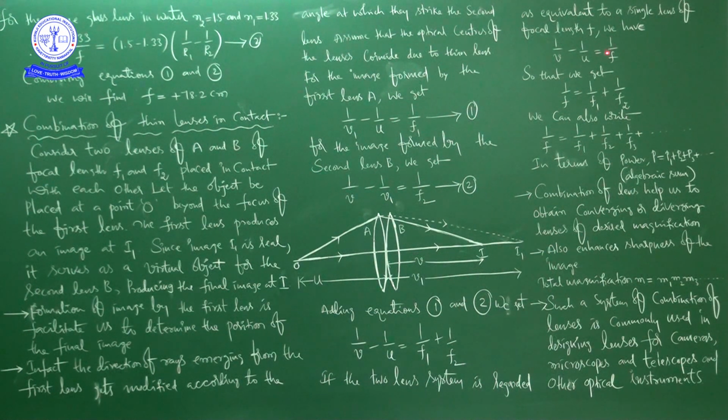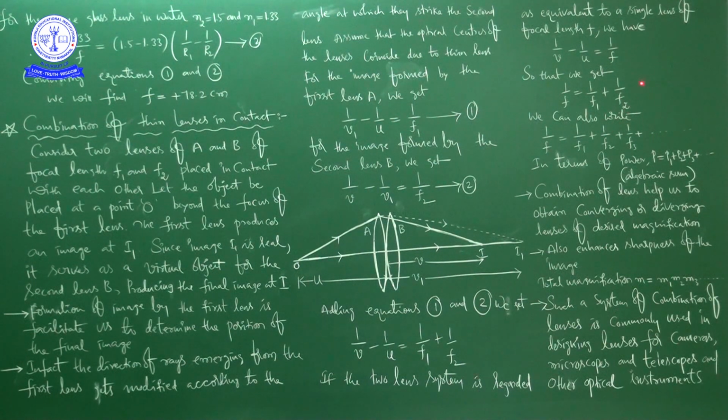By comparing this equation and this one, that is 1 by V minus 1 by U is equal to 1 by F1 plus 1 by F2, and 1 by V minus 1 by U is equal to 1 by F, we will get 1 by F is equal to 1 by F1 plus 1 by F2. It is the final equation we are getting for the combination of two thin lenses having focal lengths F1 and F2. So 1 by F is equal to 1 by F1 plus 1 by F2.